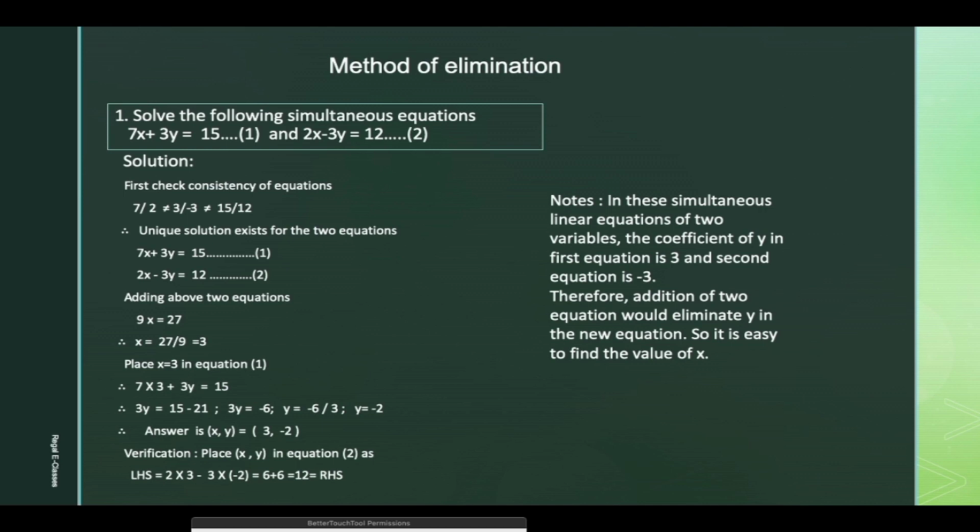Now place these values of x and y in equation 2 to verify whether it's correct. 2 into 3 minus 3 into -2 is 6 + 6 = 12, which is the right hand side. Why place x and y in equation 2? Because we have used equation 1 to get the value of y. So there is no point in verifying using equation 1, because we have obtained the values using equation 1. So it should be verified with equation 2.